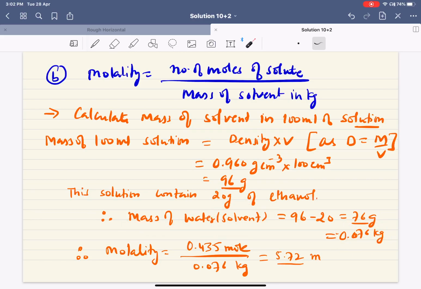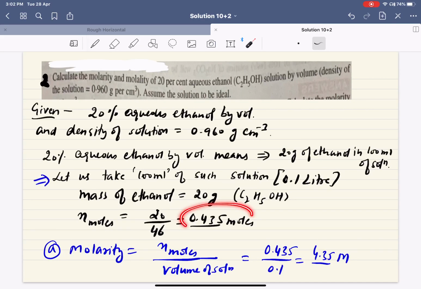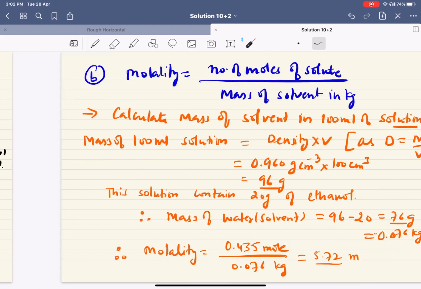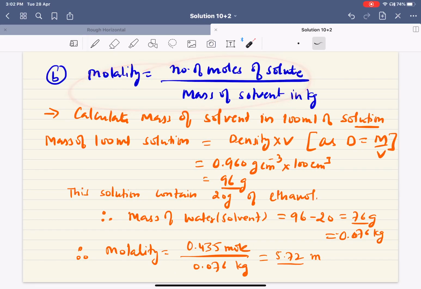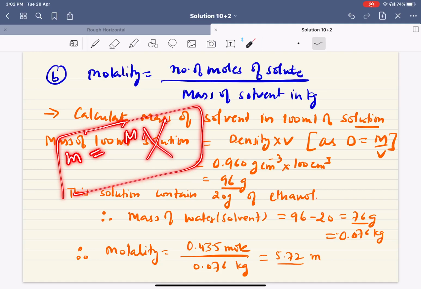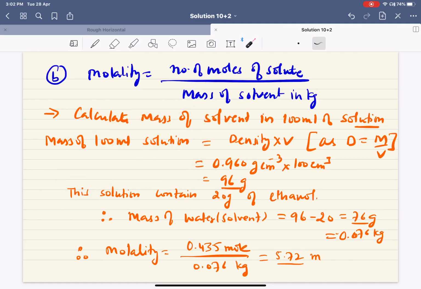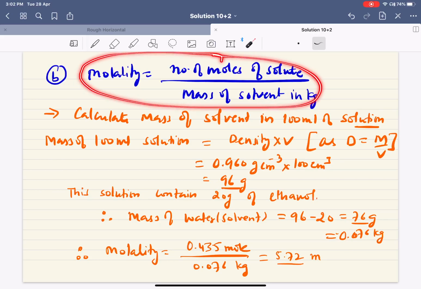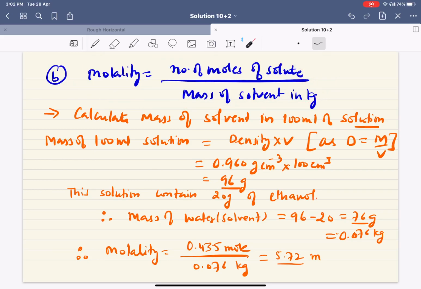So mass of solvent comes out to be 0.076 kilogram, and moles of solute you already know, that is equal to 0.435 moles. Just put values in this formula, you will get molality, which comes out to be 5.72 molal. In many books, a direct shortcut formula for molality and molarity is given, but you have no need to apply that formula. You just simply put logic. By using this basic formula you can also solve that numerical.